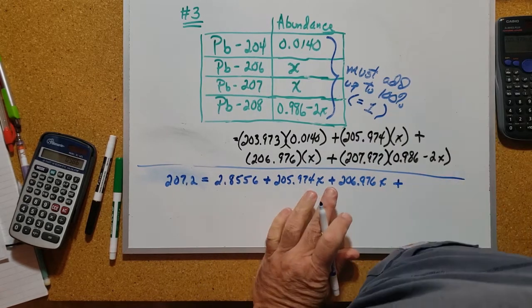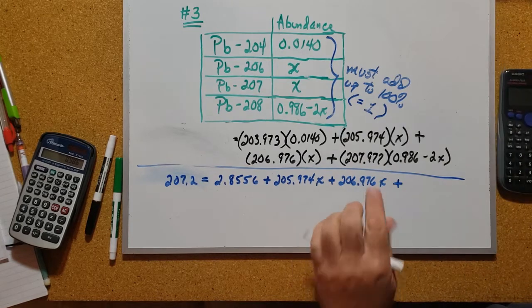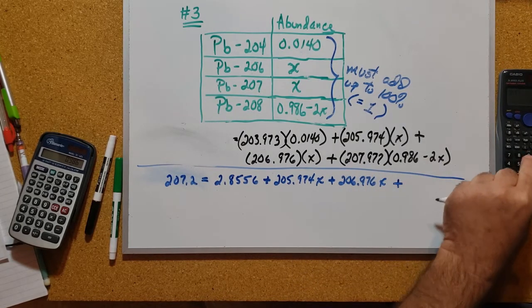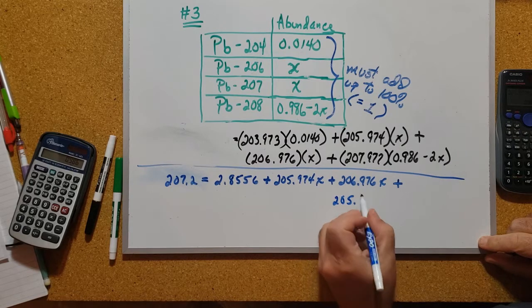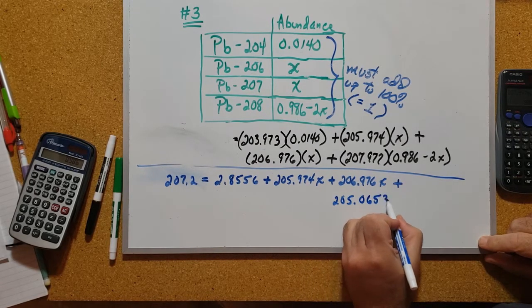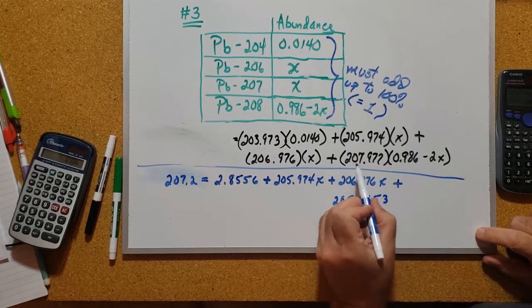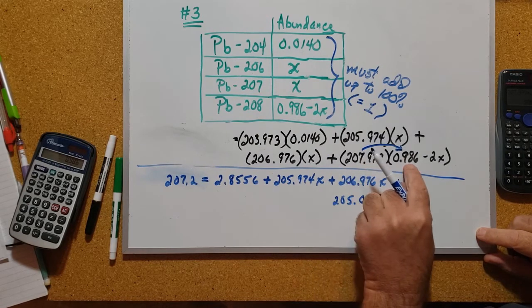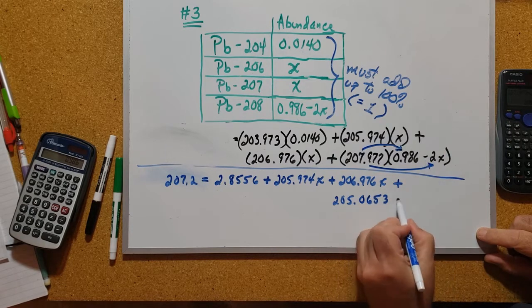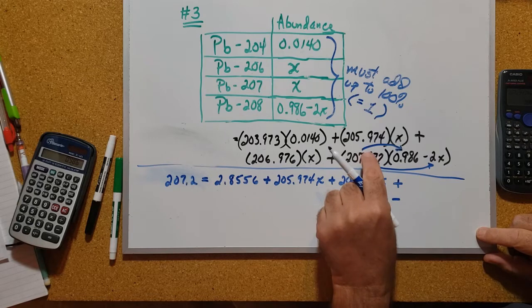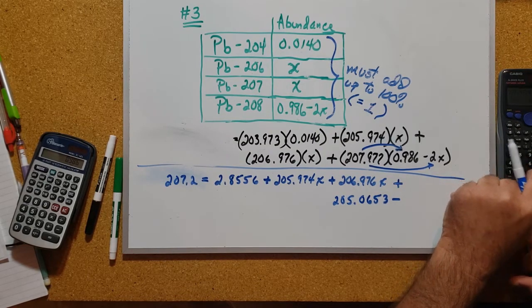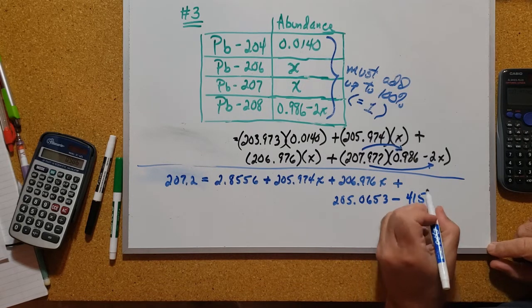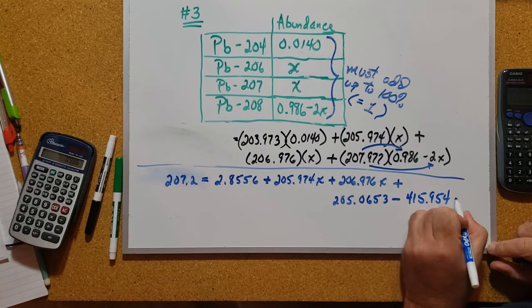Now, here's the pain in the butt equation, right? We're going to have to distribute this. So let's do the first term. 207.977 times 0.986 gives us, I'm going to move it down here, 205.0653. I'll leave it that way. All right, so that's that term, this multiplied by that. Now I have to do this term. There's a minus sign here, so it'll be minus, and then it'll be 207.977 times 2x. So 207.977 times 2, that'd be 415.954x.